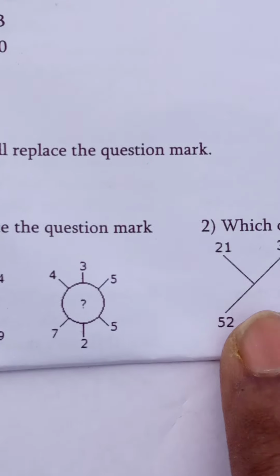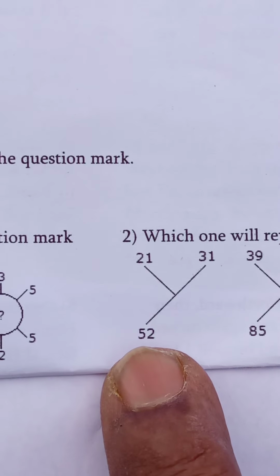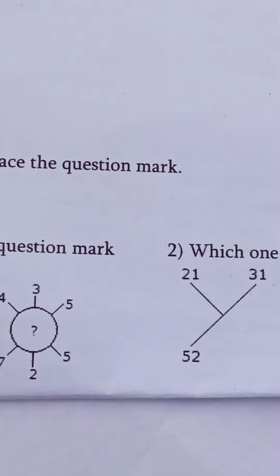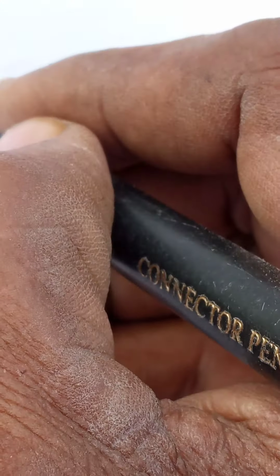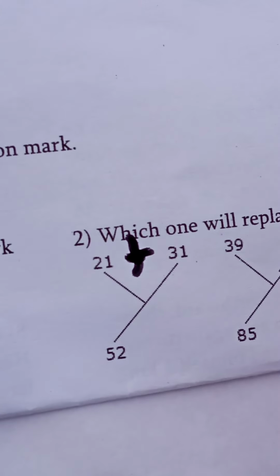Again, as I already said, take the bigger value, keep it aside. Now check whether you can make this bigger value using the smaller values. For example, let me take 21 plus 31. Let me check what is 21 plus 31. 21 plus 31 is 52.